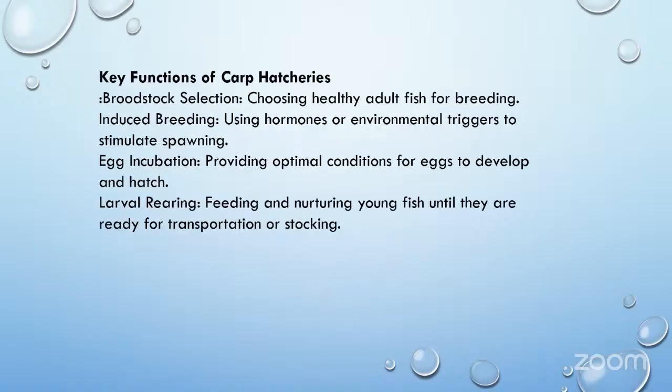What are the key functions of carp hatcheries? Brood stock selection, that means choosing healthy adult fish for breeding. Then the other function is induced breeding, using hormones or environmental triggers to stimulate spawning. Then egg incubation, providing optimal conditions for eggs to develop and hatch. Then the last one, larval rearing, so feeding and nurturing young fish until they are ready for transportation or stocking.